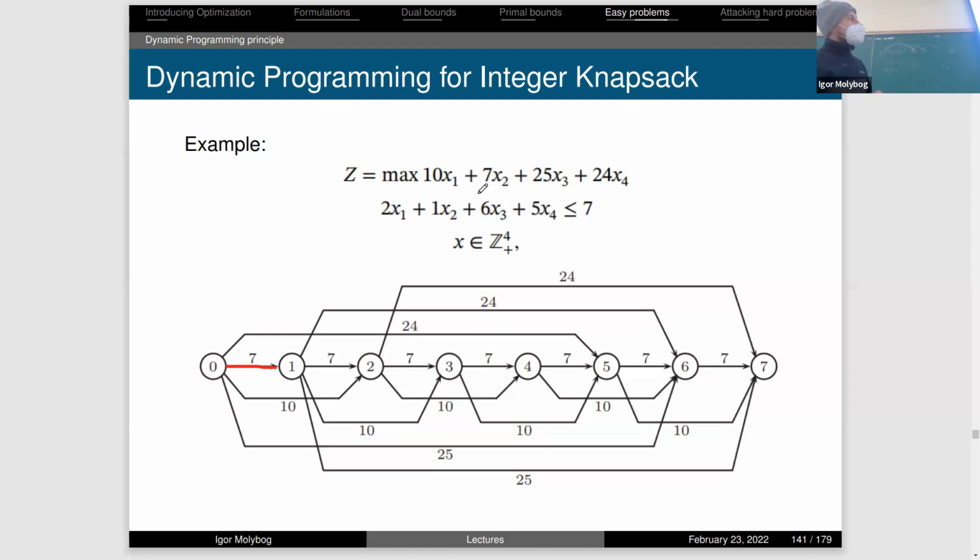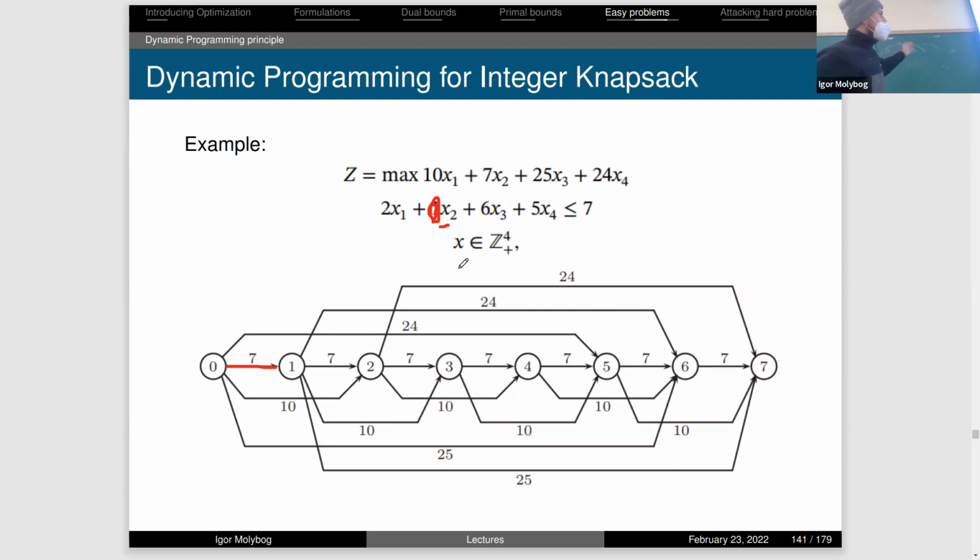This is just because x2, the coefficient corresponding to x2, is equal to one already, and so we don't really need to add this arc of weight zero because we have a better one already in the graph. But everything else is essentially exactly the same.